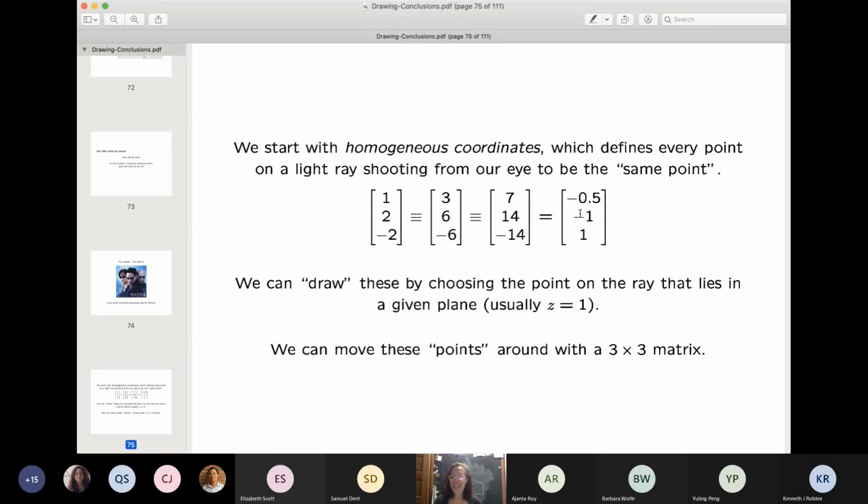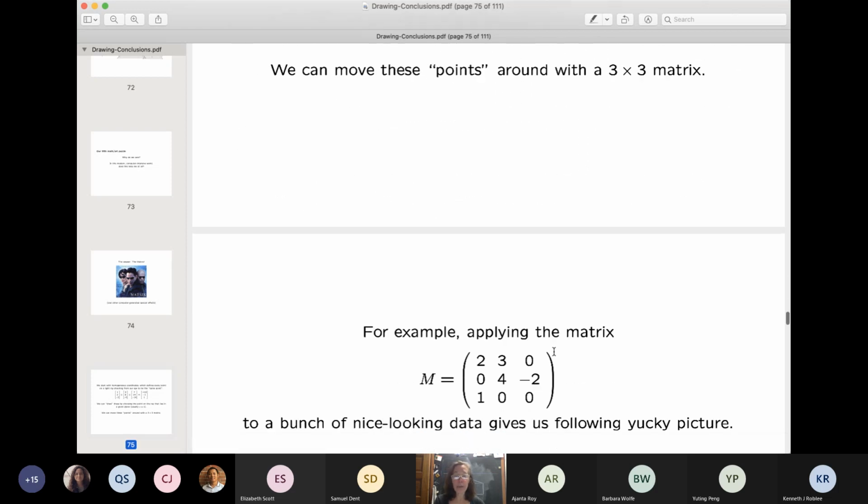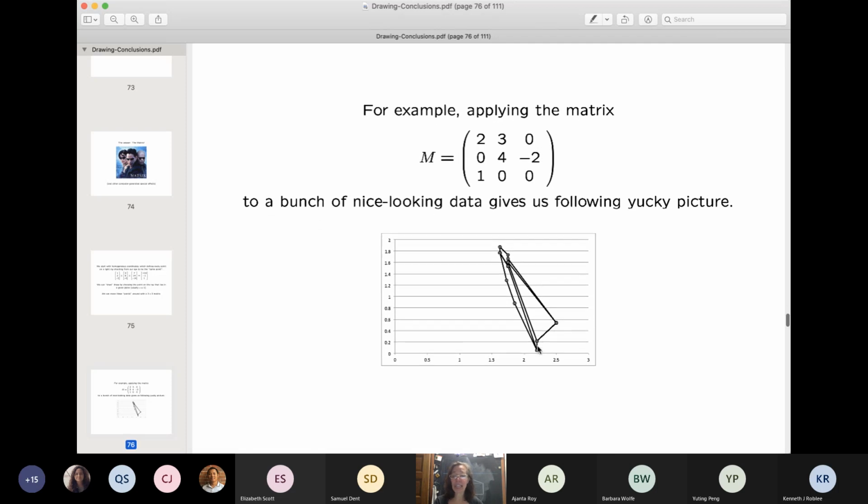By saying that these are all kind of the same, we're using something called homogeneous coordinates. And we usually then take the point that has z equals 1 to say where we want to put it on the picture plane, because we think of the picture plane as being z equals 1. So you've got these points on the picture plane that represent light rays in the real world. This is how we do things in computer graphics, and you move them around with a 3x3 matrix, which is really cool. So if you apply this weird 3x3 matrix to a set of really nice looking points, you get a really yucky picture. Can you deconstruct what was going on?